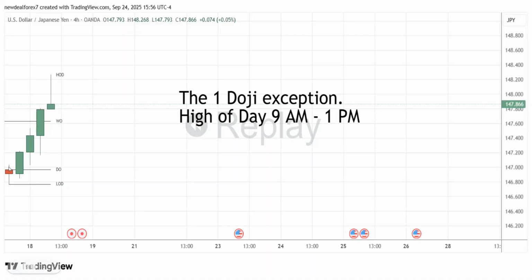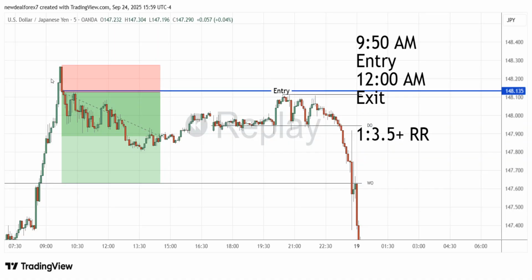Here's the one with the doji exception. You have a slight doji that creates the low of the day, but then you got 1, 2, 3, high of the day being created between 9 and 1. All right, with one doji exception. So price still gave a steady upward trend, and then we look for a little pullback during USA. Entry would have been at 9:50. The exit would have been at 12 a.m. Eastern Standard Time when price did tank. You could have got almost a 1 to 4 on that one.